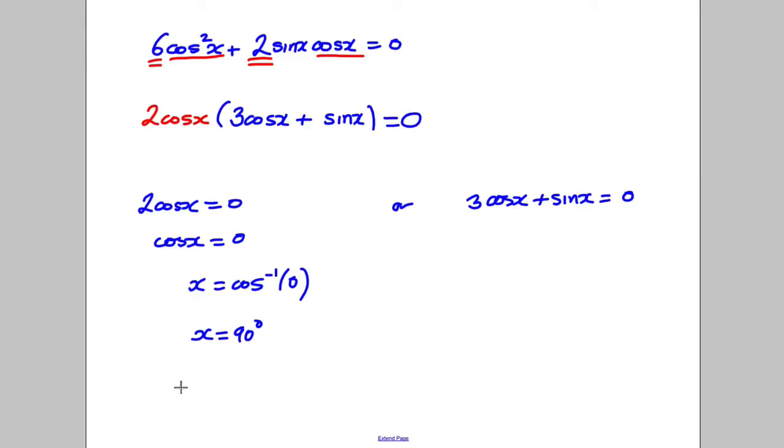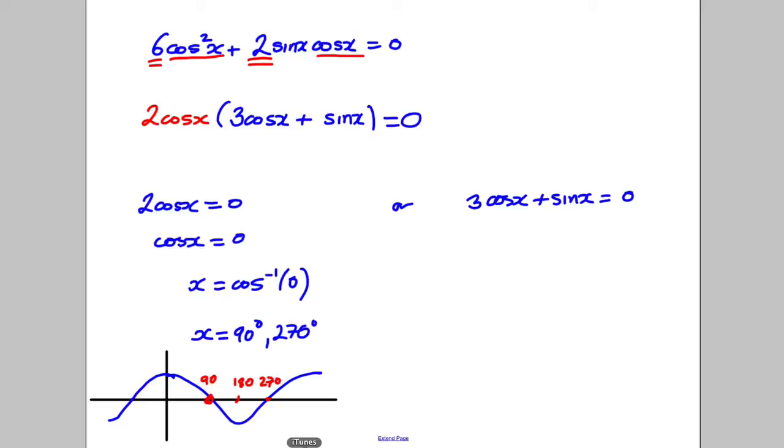Let's check what other values we could have. We're looking in between 0 and 360. The cosine graph looks like this. So we know 90 is one of our answers here, that's 180, and this is 270. So our other answer is 270. So we can straight away write 270 degrees.